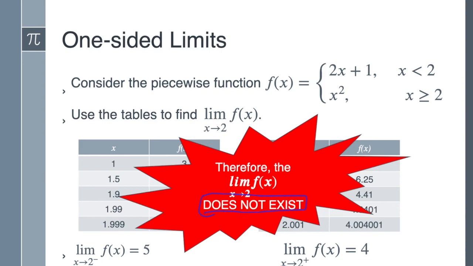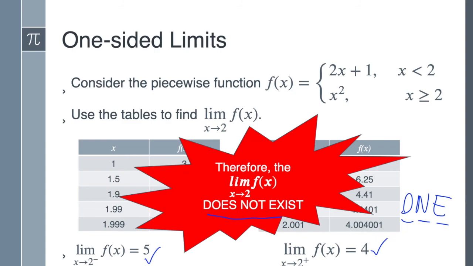I hope we're clear with that. Again, if the two-sided limits from the left and from the right are not the same, it means the limit does not exist. Some books just use D and E, meaning does not exist. That's it. I think that's the end of our video for today.